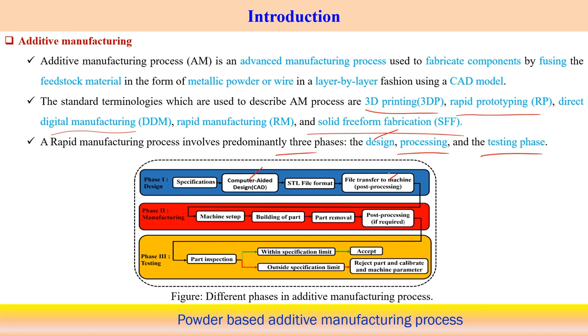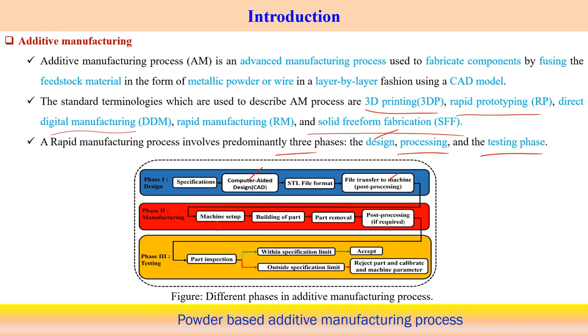So that is phase one, and the second phase is the manufacturing of the component, direct manufacturing. Here we start with the data transfer to the machine setup, and then the machine starts building the component as per the instructions. In certain cases, some undesired part may be associated with the component, so that undesired part is removed, and after that we perform post processing, maybe some finishing operation or some kind of heat treatment.